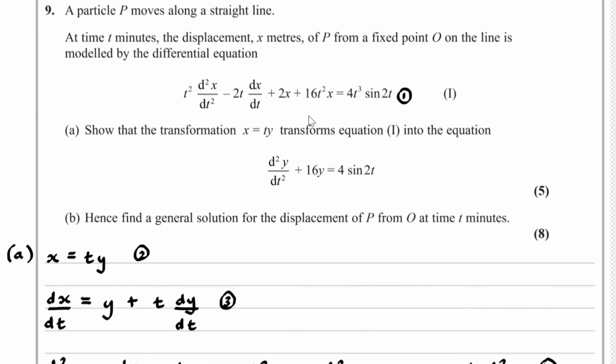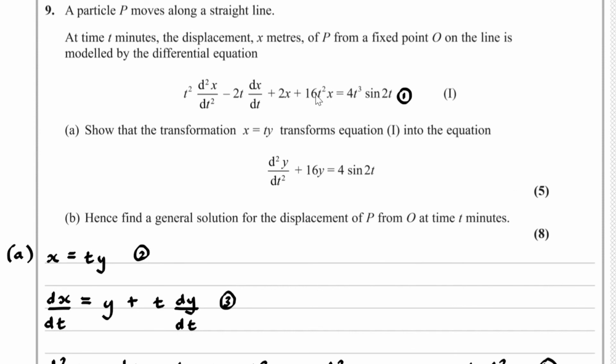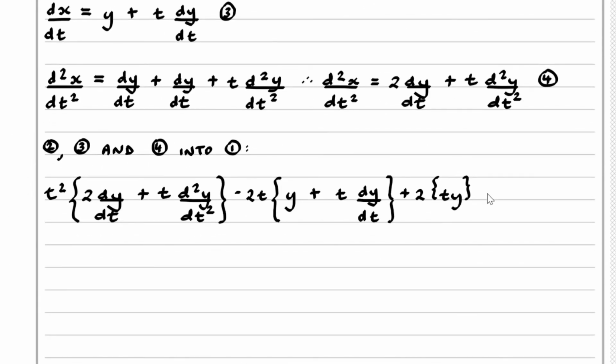and then I've got 2x, so I've got 2 times by, well, x is ty, and then I've got 16t squared x, so I've got 16 t squared times by x, which is ty, and this is equal to 4t cubed sine 2t.